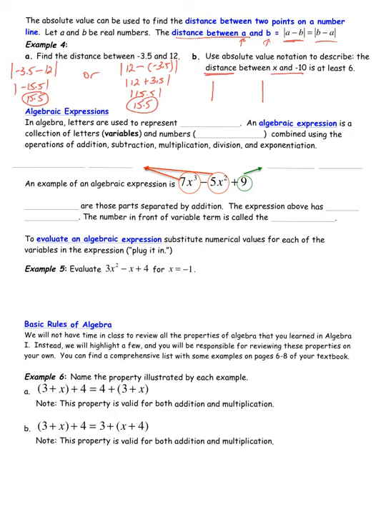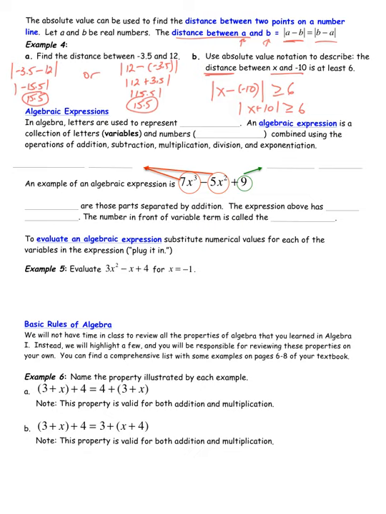So we can subtract it either way. I'm going to say the distance between x and negative 10, that distance is x minus negative 10, is at least 6. At least 6 would be represented as an inequality as greater than or equal to 6, and then we should simplify inside the absolute value, so we'd have the absolute value of x plus 10 is greater than or equal to 6.